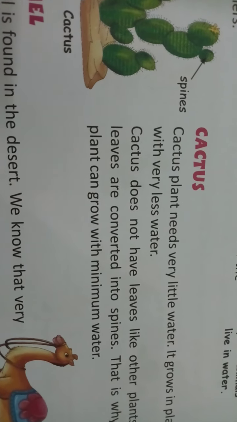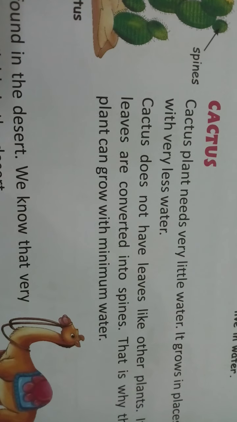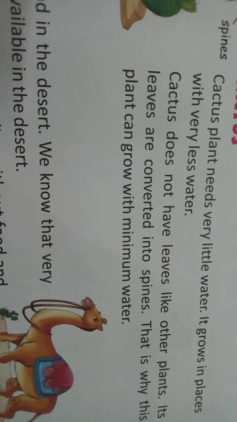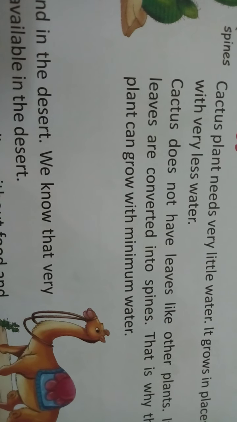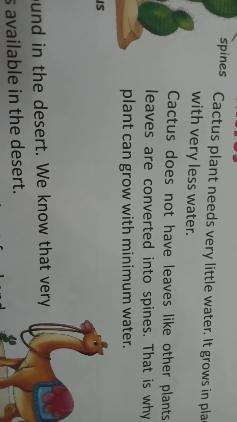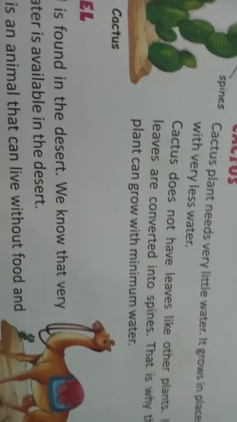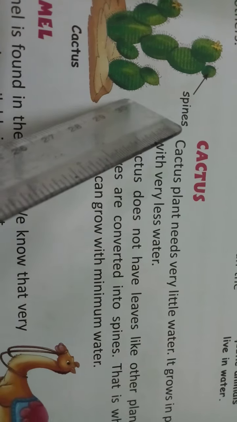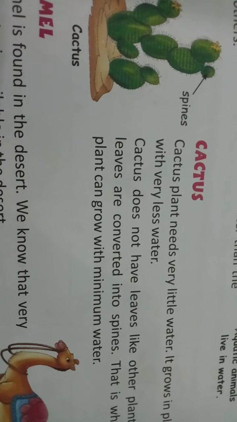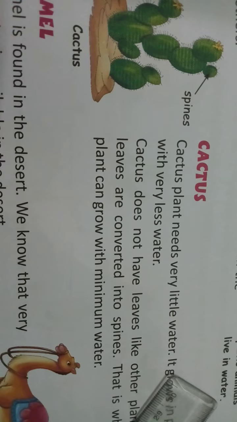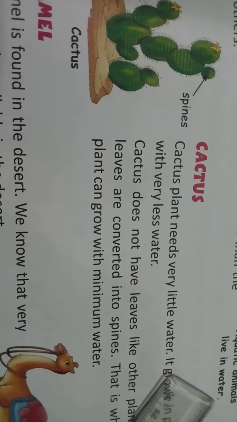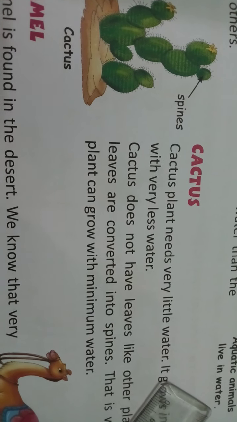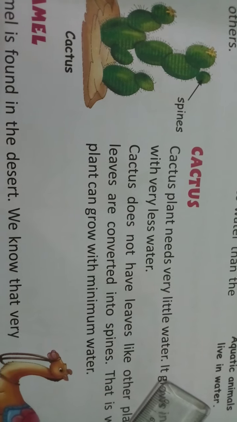Okay, so the leaves are converted into spines, and the spines, see, small spines. Actually these leaves are converted into spines, and that is why these plants can grow with minimum water. Understand, students? The surface area is very small. You will find the surface area very small in the spines. So they can survive in the desert. These plants can survive in the desert with less water.